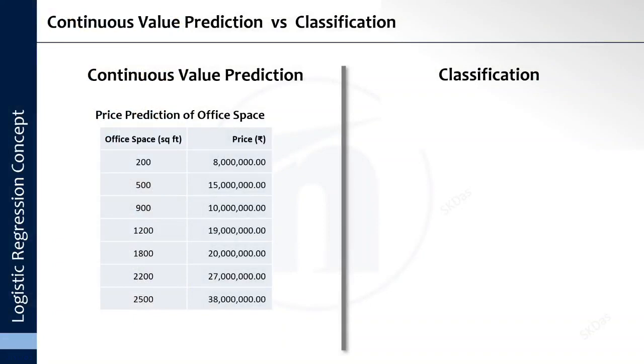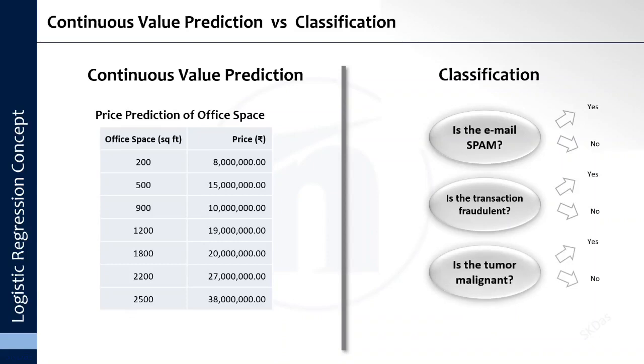In linear regression, we learned the basics of machine learning for prediction of continuous value. When we saw the example of office space versus price, the prediction was on continuous value. You can see that in this table. But there could be scenarios where we want to classify whether an email is spam or not. It's a yes or no type of answer. Is the transaction fraudulent? Yes or no. Is the tumor malignant? Yes or no. So here it is not a continuous value prediction. It is a yes or no type of classification, and this is called logistic regression.